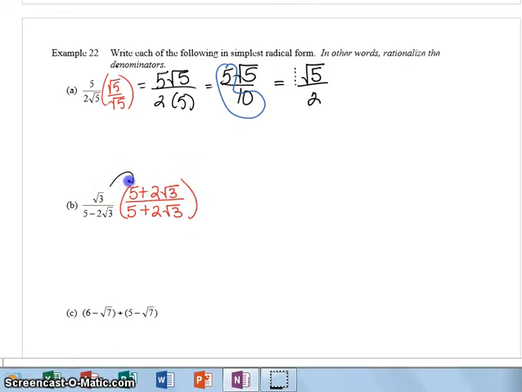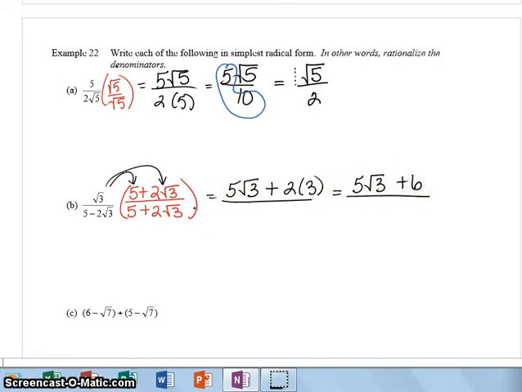Alright, so now distributing these. Okay, so 5 times radical 3 is going to be 5 radical 3. And I have a positive sign. And then you get 2 times, and it's radical 3 times radical 3 is 3. Okay, we'll clean that up. And my numerator is going to be 5 radical 3 plus 6.